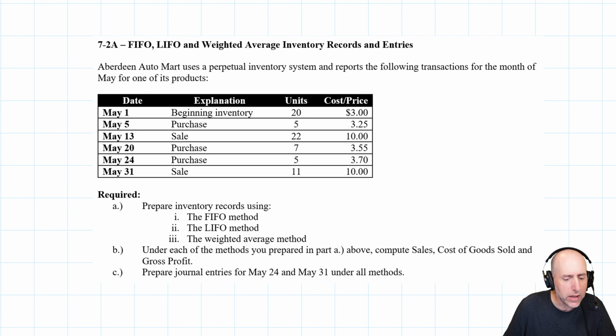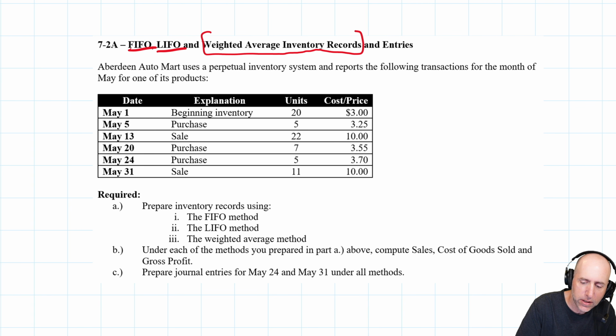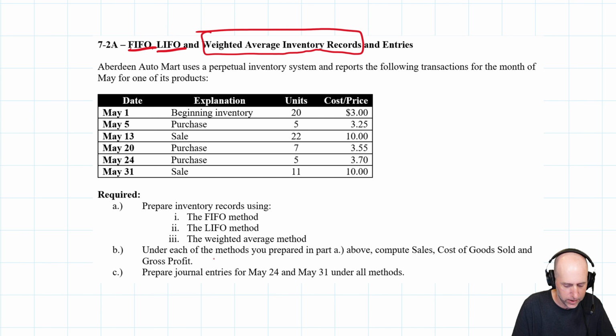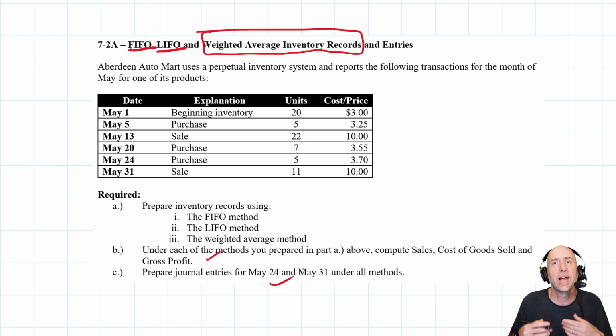Welcome back. We've been working through problem 728. In part 1, we did FIFO. In part 2, we did LIFO. This video, we're going to do the weighted average inventory record, and we're also going to answer what the sales, COGS, and gross profit are, and we'll do a couple of journal entries as well. But the main focus is preparing and understanding how the weighted average method works.